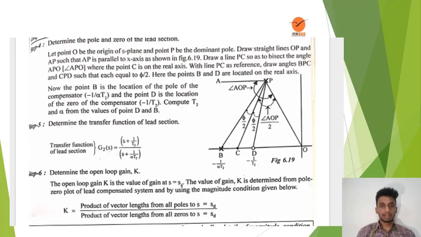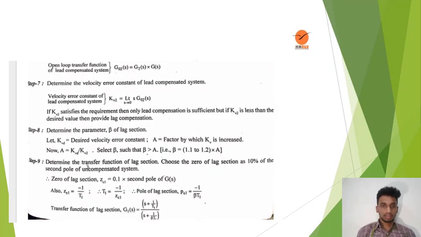Step 4. Determine the pole and zero of the lead section. Step 5. Determine the transfer function of the lead section. Step 6. Determine the open loop gain K, which is equal to the product of vector lengths from all poles to S divided by the product of vector lengths from all zeros to S. Step 7. Determine the velocity error constant of the lead compensated system. Step 8. Determine the parameter beta of the lag section. Let Kvd be the desired velocity error constant. A is the factor by which Kv is increased. Therefore, A is equal to Kvd by Kv2.